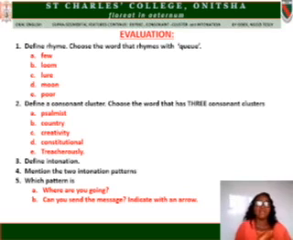Now look at these questions and answer them correctly. 1. Define rhyme. Choose the word that rhymes with Q: A. Few. B. Loon. C. Lure. D. Moon. E. Poor. 2. Define a consonant cluster. Choose the word that has 3 consonant clusters: A. Psalmist. B. Country. C. Creativity. D. Constitutional. E. Treacherously.